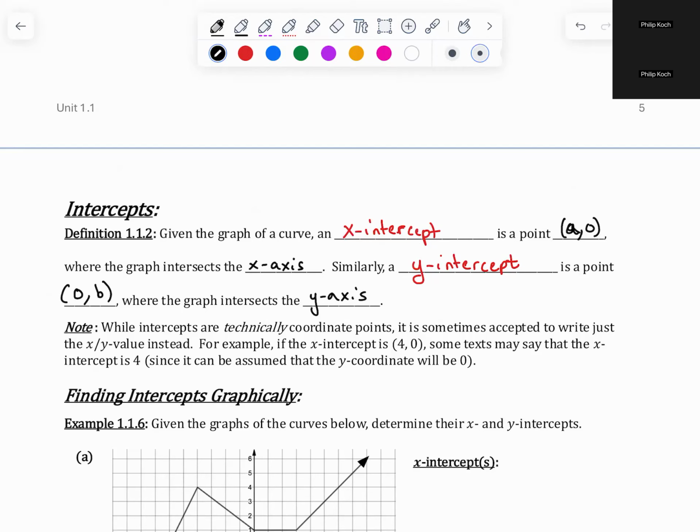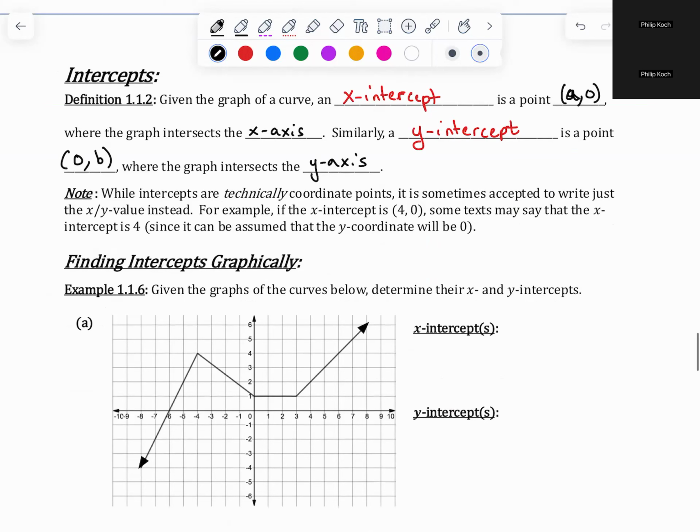Since it can be assumed that one of them will be 0 if you're talking about an x-intercept or a y-intercept. So just let that know. I will probably be very, very clear on exams if I want it as a coordinate point. I'll say something like "listed as a coordinate point" or not.